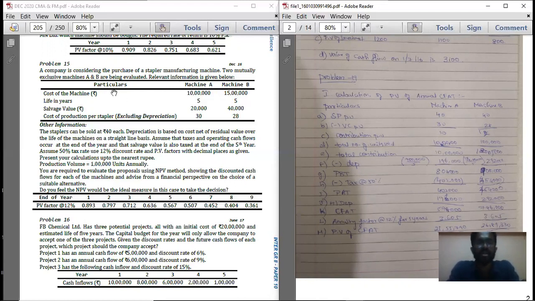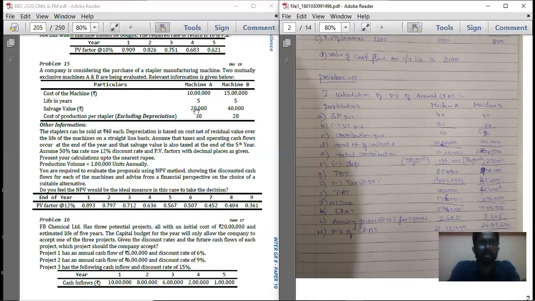So the company is planning to purchase stapler manufacturing machine, and it is having two options, that is machine A and machine B. So they have given the different details of both machines. Under particulars, they have given machine A and machine B. First, cost of the machine: machine A is 10 lakhs, machine B is 15 lakhs. Life is same, that is 5 years, 5 years. So you can evaluate it using NPV also.